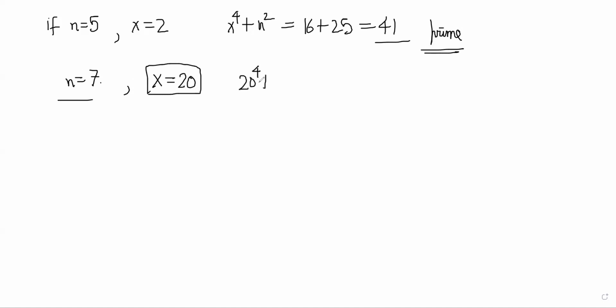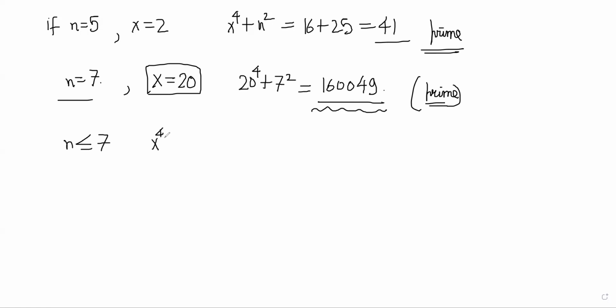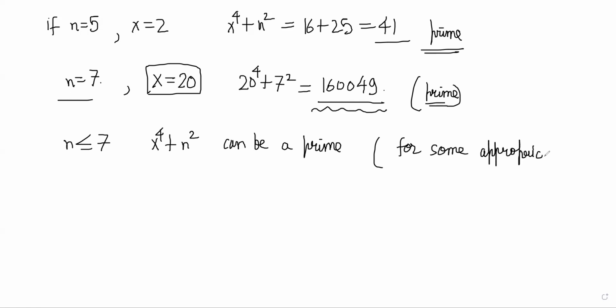You get 20 power 4 plus 7 square. And you can calculate this. This comes out to be 160049. And this is also a prime. Obviously, this will take a little bit of checking, but it comes out to be a prime. So what you can show is that for n less than or equal to 7, x power 4 plus n square can be a prime for some appropriate choice of x.